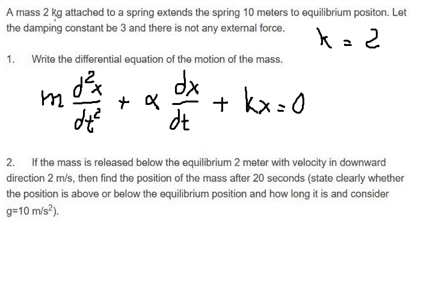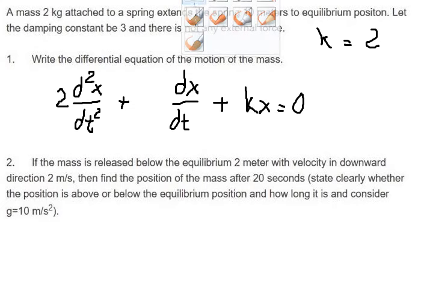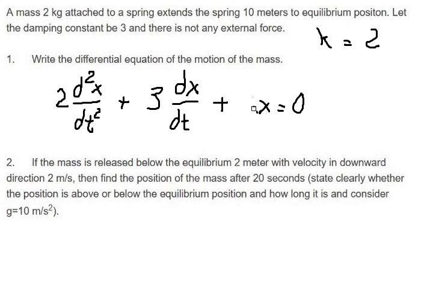So m, that is about number 2. So we put number 2 here. Alpha, that is about the damping constant, be number 3. So we put number 3 here. And k, that is about number 2. And this is the answer for question number 1.